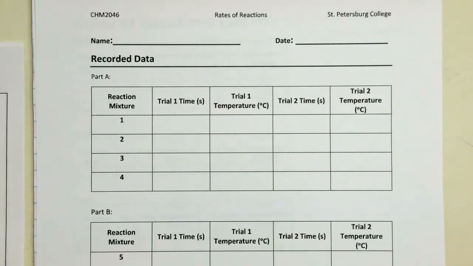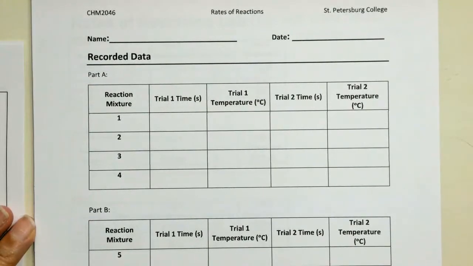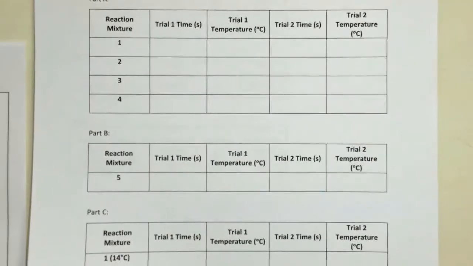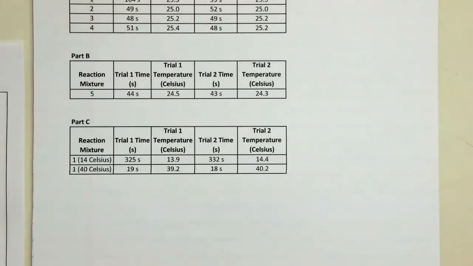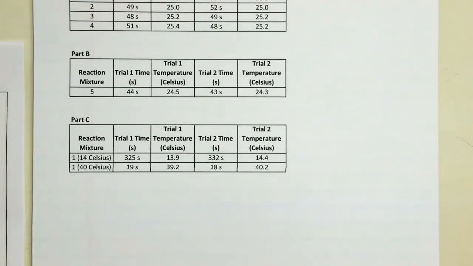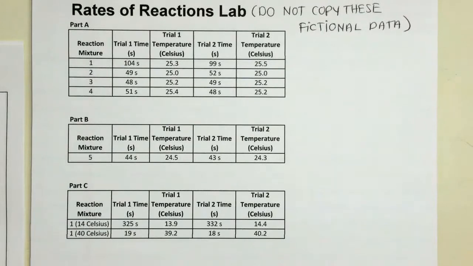All right, guys, so we are going to work on calculations for the rates of reaction lab. Please do not copy the same data here. I'm using fictional data. So here's the data table that you would have to fill up based on your dry lab data information. This is on page 17 of our lab manual, but I went ahead and printed out a copy of some fictional data that I'm going to be using for our calculations. This is different from what you will have for your semester, so make sure you do not copy these numbers.